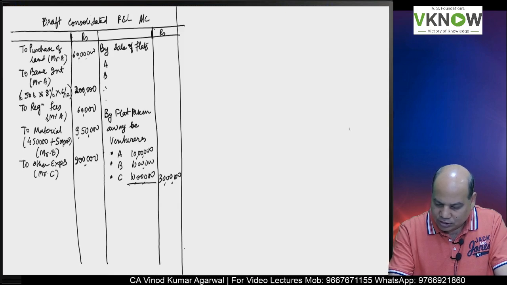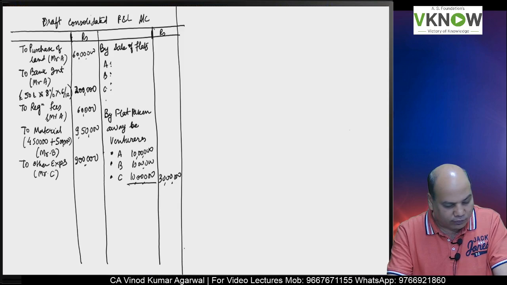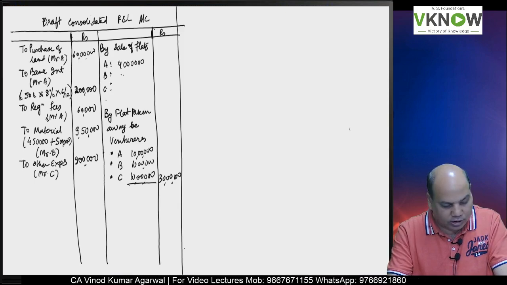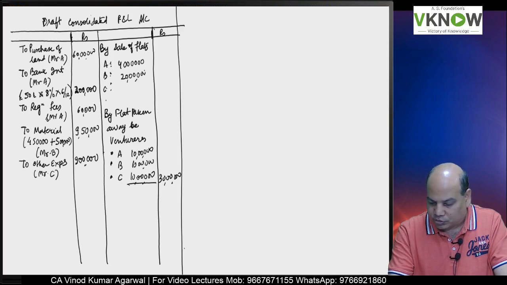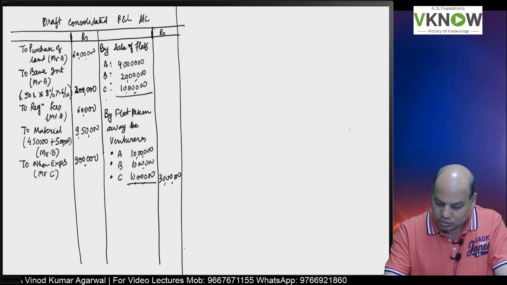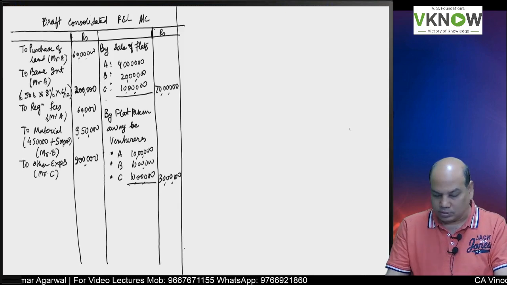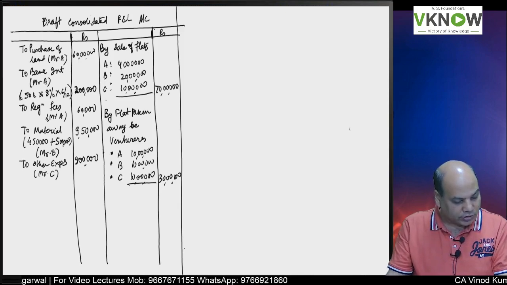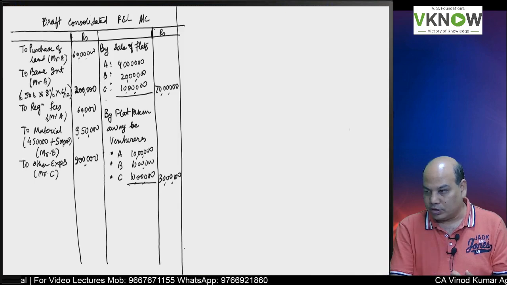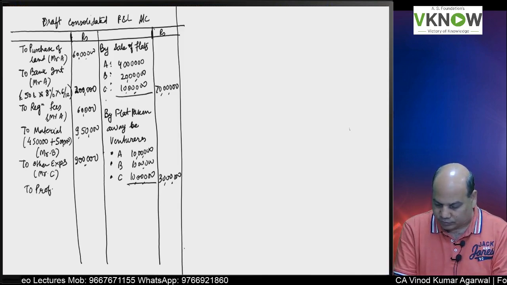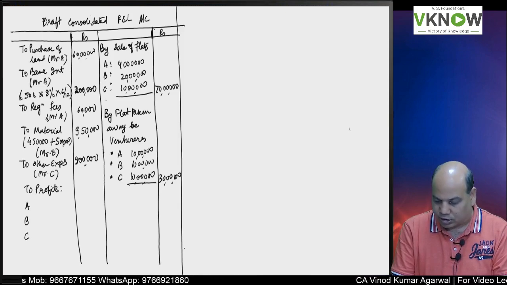Three venturers have sold flats. Whosoever could find the customer, A was able to sell flats for 40 lakh, B was able to sell for 10 lakh, C was able to sell for 10 lakh. So total sale proceeds 70 lakh. Now these are the transactions given in the problem. So we are going to find out the profit, and this profit will be shared equally.